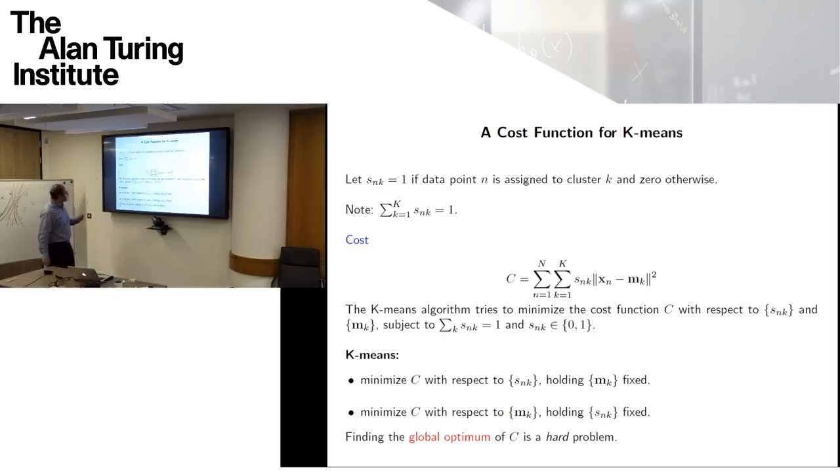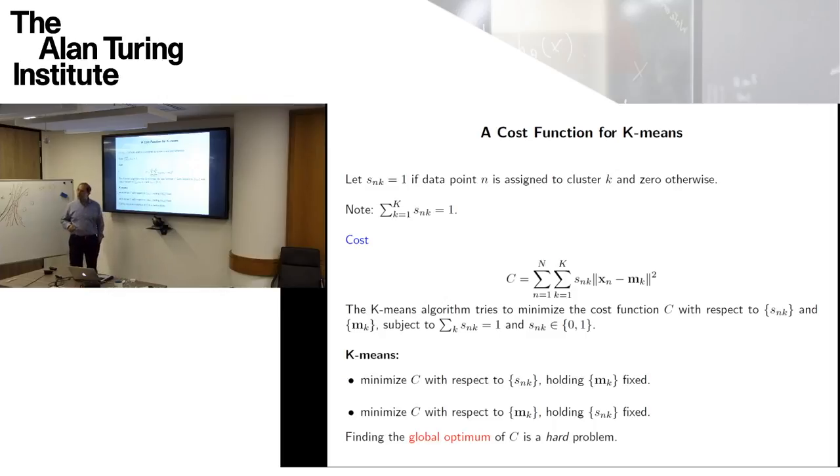So here's a claim, which I'm not going to prove formally, but it's quite easy to prove formally. The k-means algorithm tries to minimize this cost function C with respect to these indicator variables and with respect to the means, subject to the constraint that the indicator variables are binary, and every data point is assigned to one cluster. So let's try to understand this. Let's remember what the k-means algorithm did.